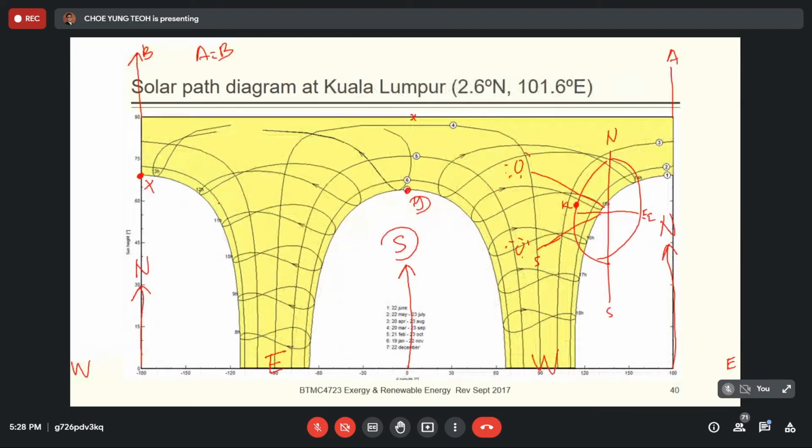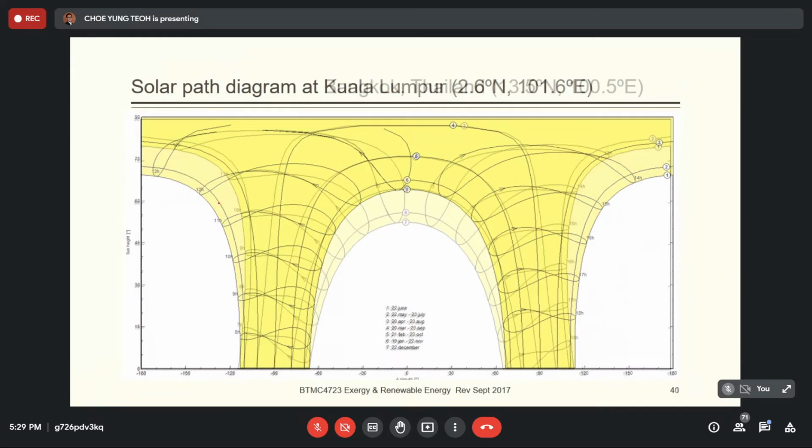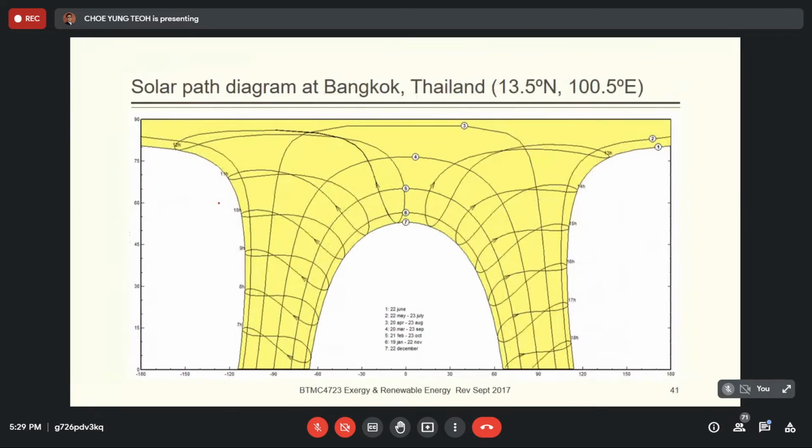Okay, so for another one, I will move first, so stop me if there is anything you need further explanation on. We move to the next one. This one is Bangkok, Thailand. Bangkok, Thailand and Kuala Lumpur are quite close, so the latitude is 13.5. But what's the difference now? Same thing. This is the east, this is the west. So this one is south, this one is north.